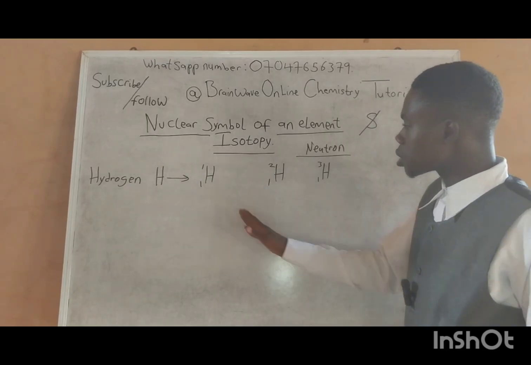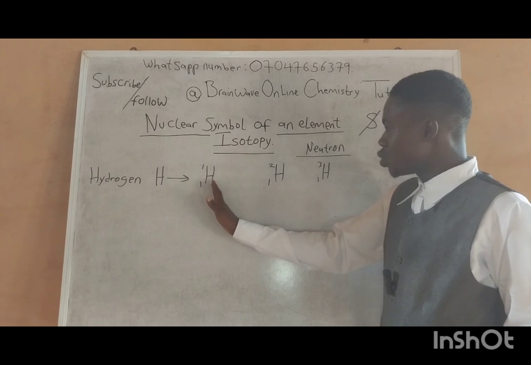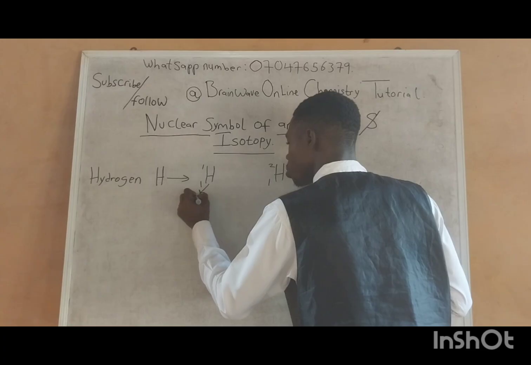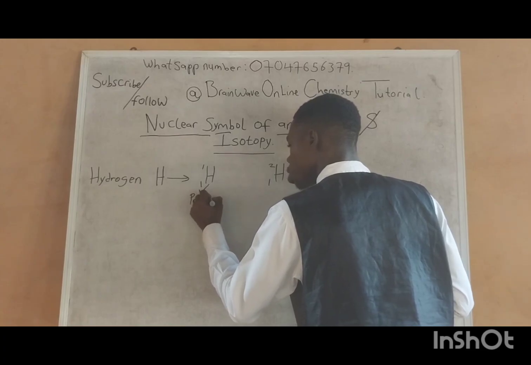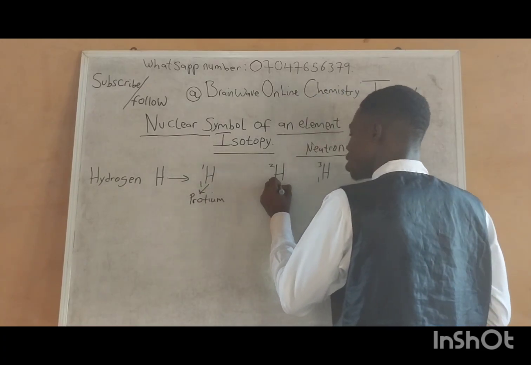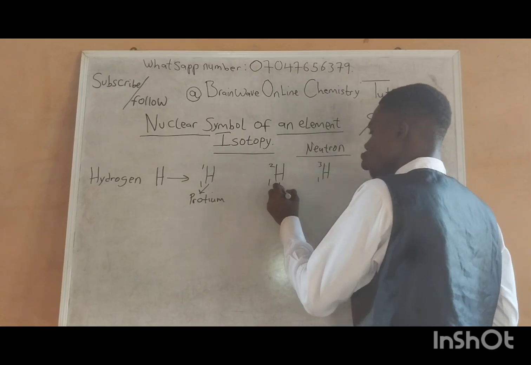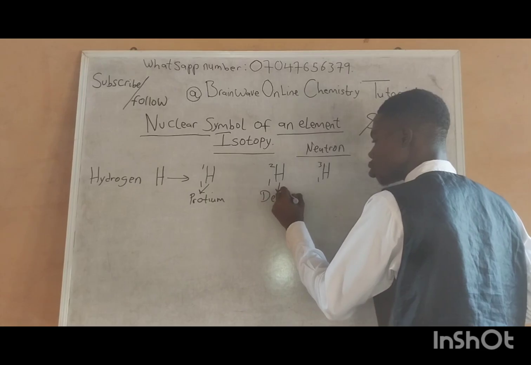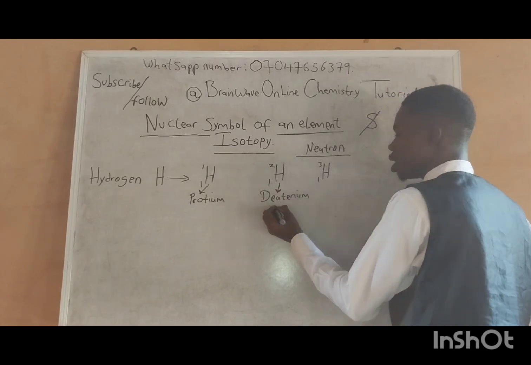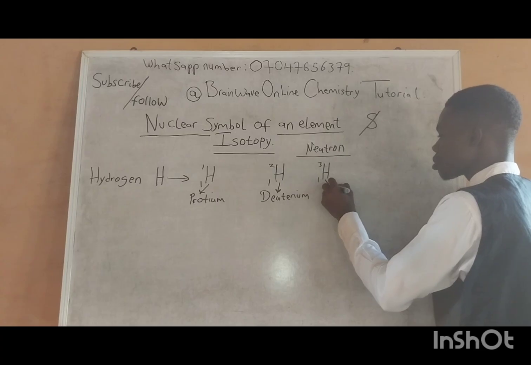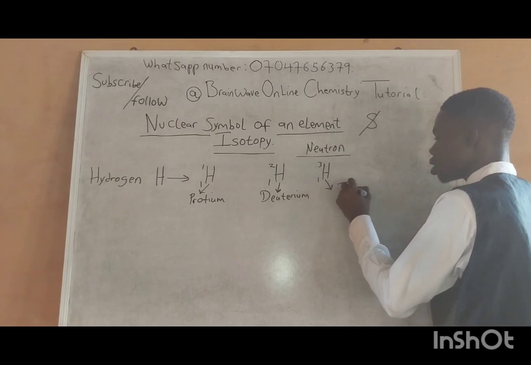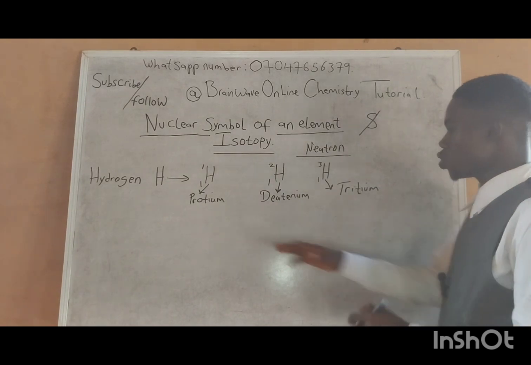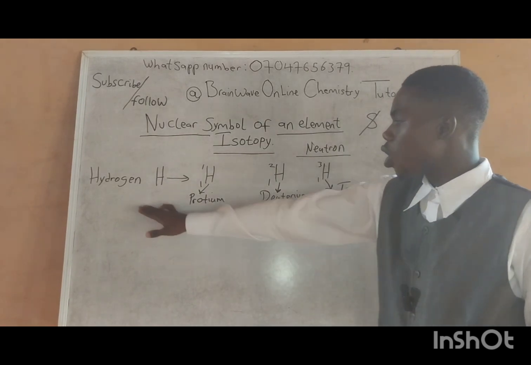Now, please take note that this hydrogen here, which is hydrogen 1, this first isotope of hydrogen, is known as protium. This second isotope of hydrogen here is known as deuterium. This third one here is known as tritium. So these are the various isotopes of hydrogen.